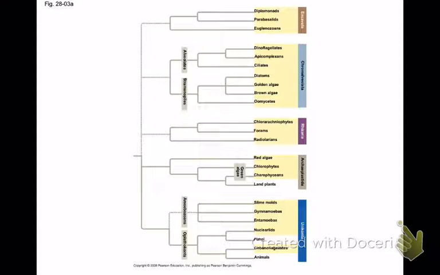So you need to be able to recall the supergroup that all of these organisms are in. We have 5 supergroups. So we have the excavata, the chromalveolata, Rhizaria, Archaeplastida, and Unikonta. We're going to go through each of these supergroups one by one.